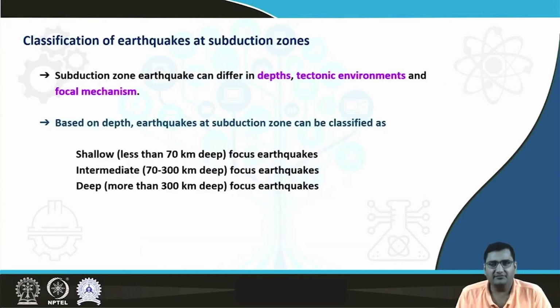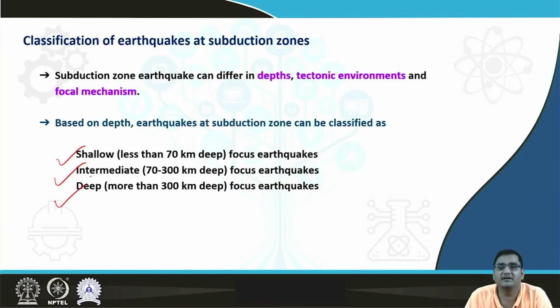Now let's classify the earthquakes that occur at subduction zones. Subduction zone earthquakes can differ in depth, tectonic environment, and focal mechanism. Based on their depth of occurrence, they can be classified as shallow focus earthquakes, having a hypocenter depth of less than 70 km, intermediate focus earthquakes between 70 and 300 km, and deep focus earthquakes, having a depth of more than 300 kilometers.